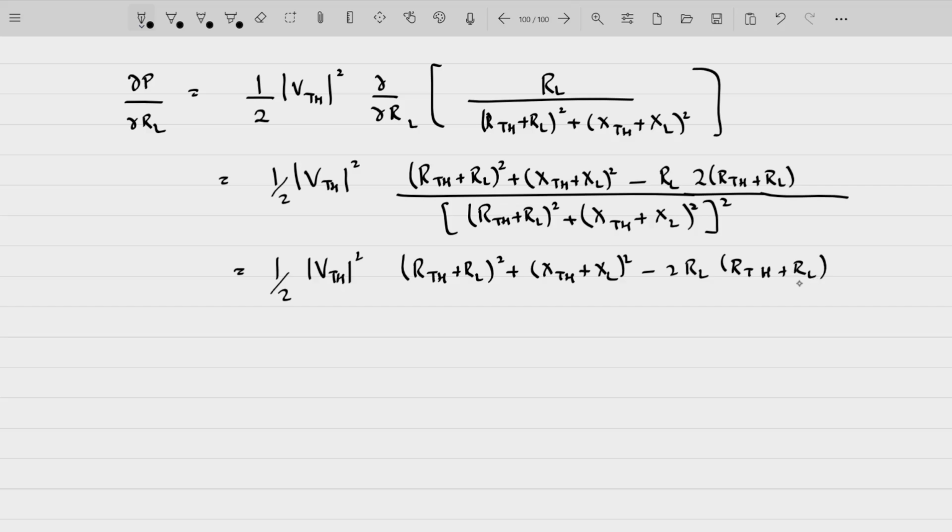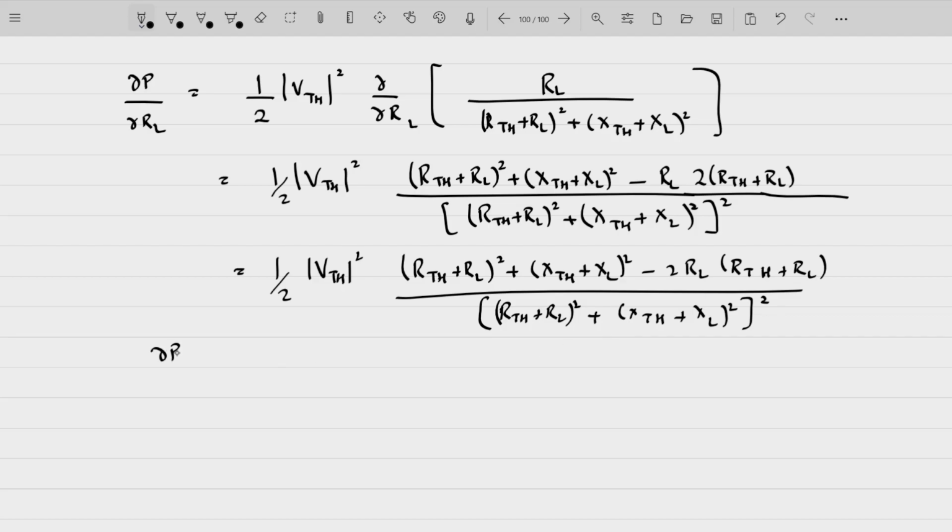Okay, let's keep it like this. In the denominator we have (RTH plus RL) square plus (XTH plus XL) square, whole square. So this is dP by dRL. Now we have another equation. We have to actually equate this to 0, dP by dRL equal to 0.